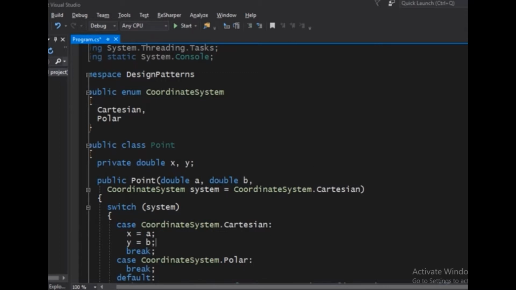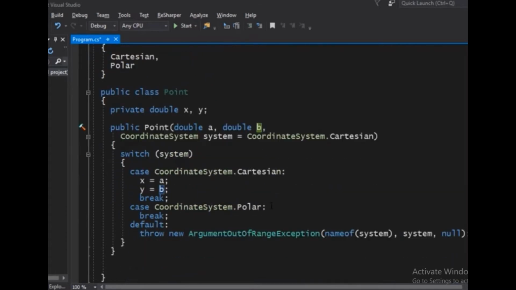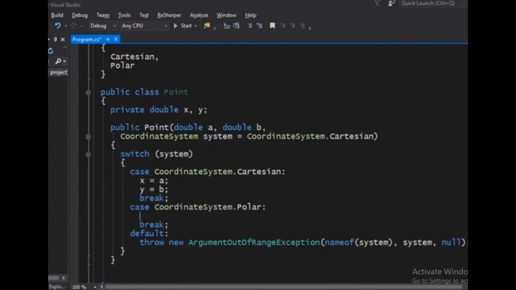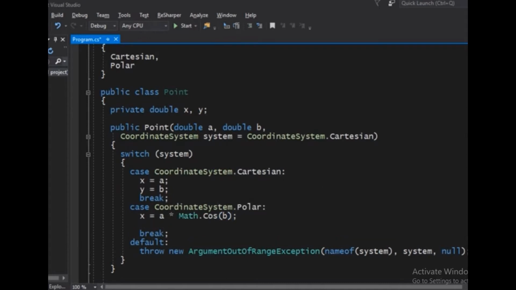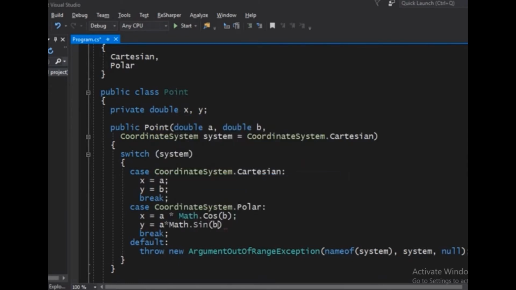Although notice that when we have these values, there is no indication that x is here and y is here because their names are a and b, which can be anything. Maybe we're writing b to x and a to y, who knows? So that's one point of confusion. And then of course for the polar coordinates, you say x equals a times math.cos of b, and then y equals a times math.sine of b, something to that effect.